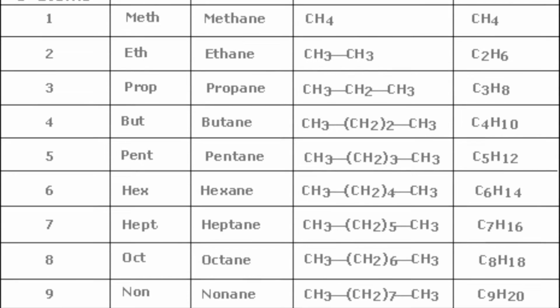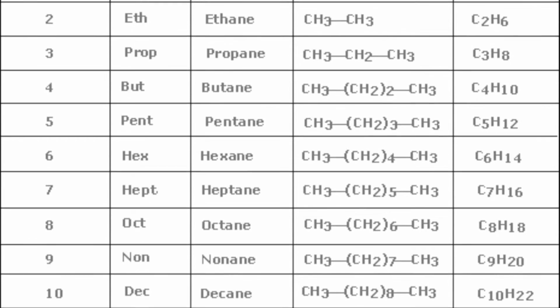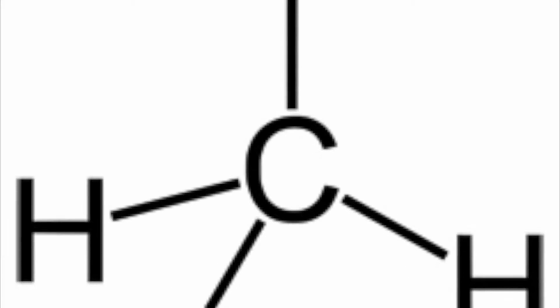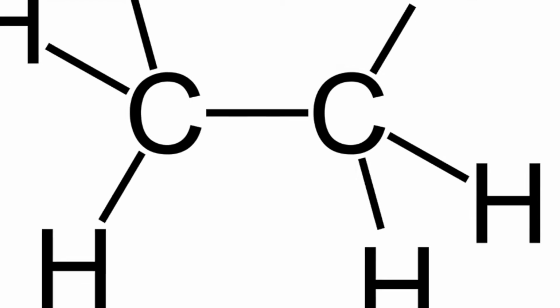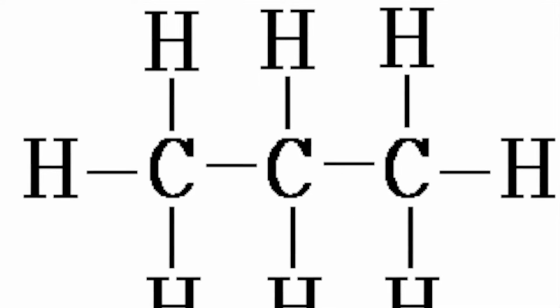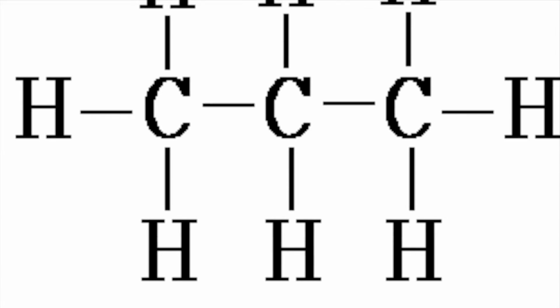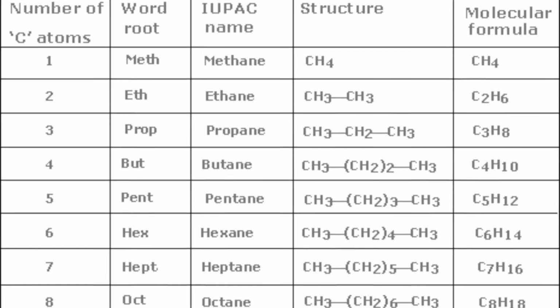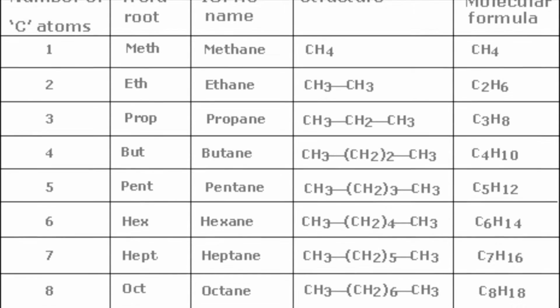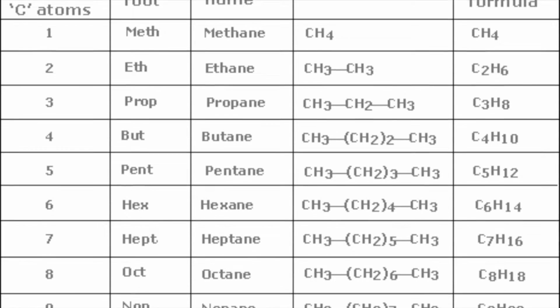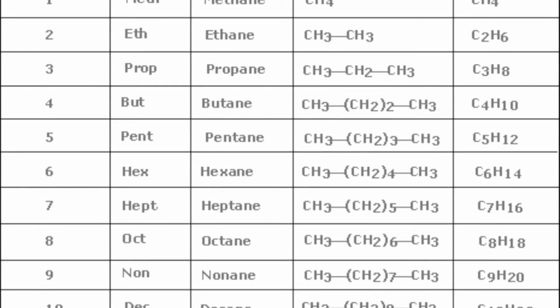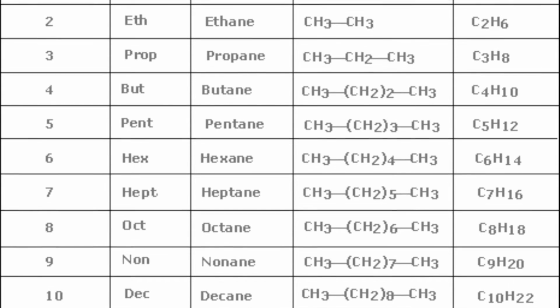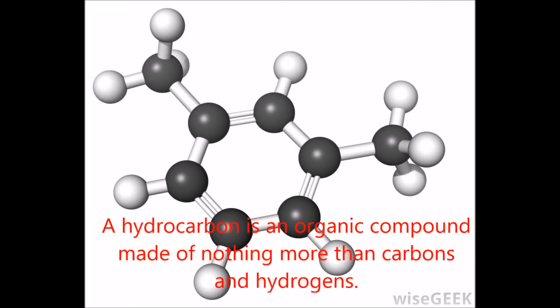Each hydrocarbon has a specific name. The most common are the first 10: methane, ethane, propane, butane, pentane, hexane, heptane, octane, nonane, and decane. There are more hydrocarbons, but these are the ones that we will begin with in order to explain the IUPAC rules. A hydrocarbon is an organic compound made of nothing more than carbons and hydrogens.